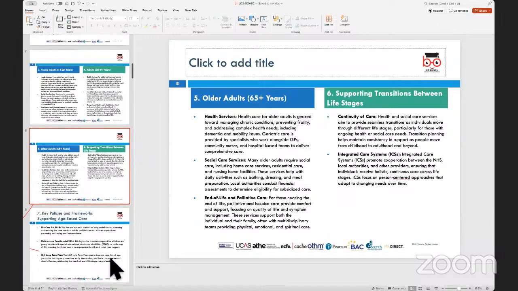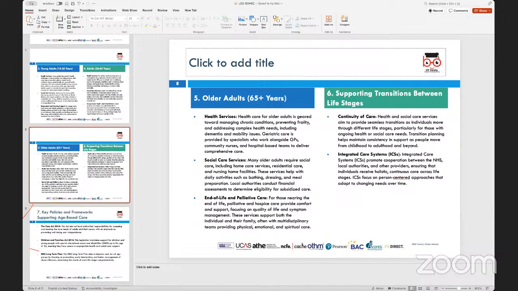And last but not least, we look at the term that I used earlier, which was middle adulthood and later adulthood. So for anyone over the age of 65, you would see it requires services like end of life and palliative care.